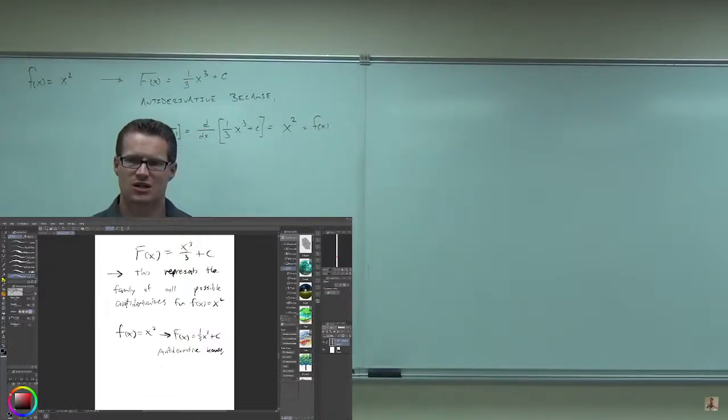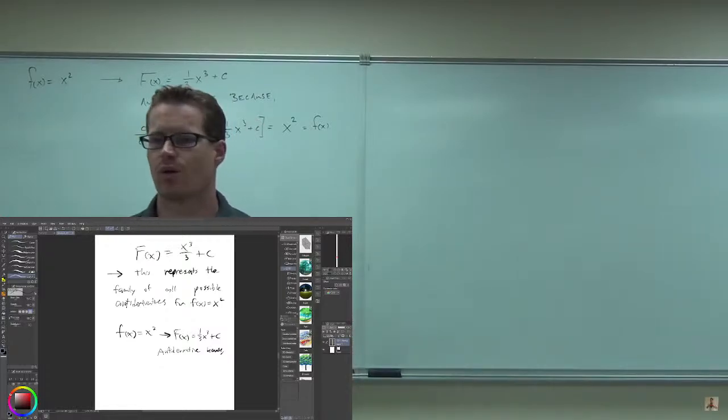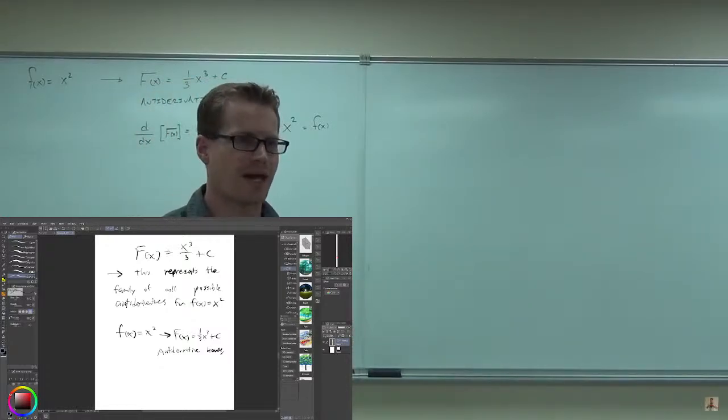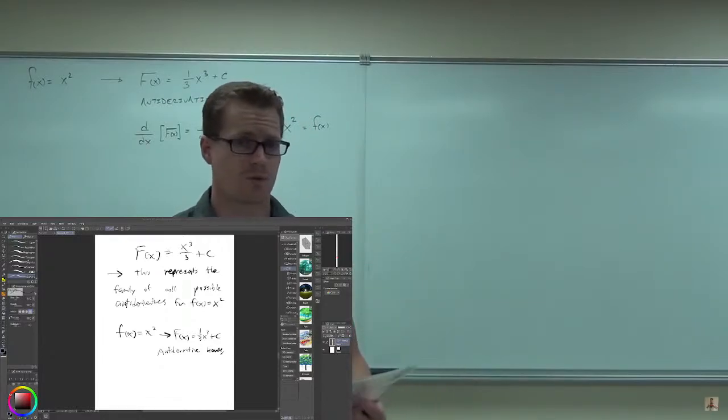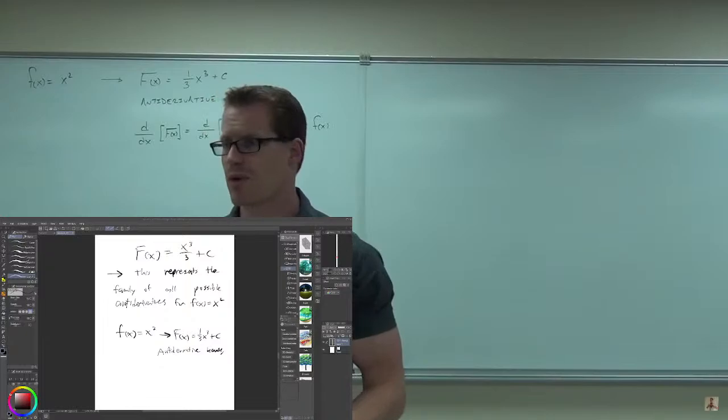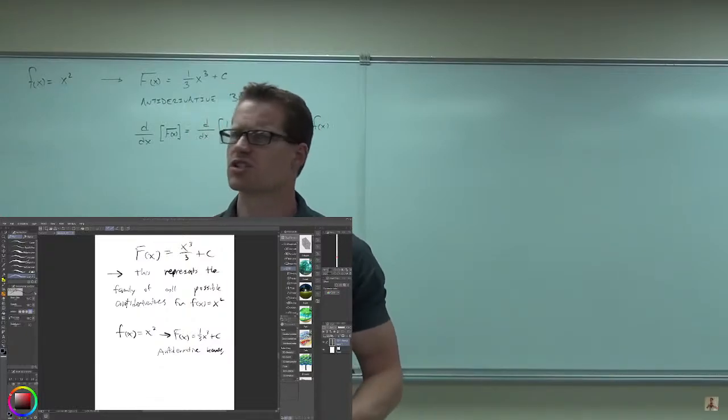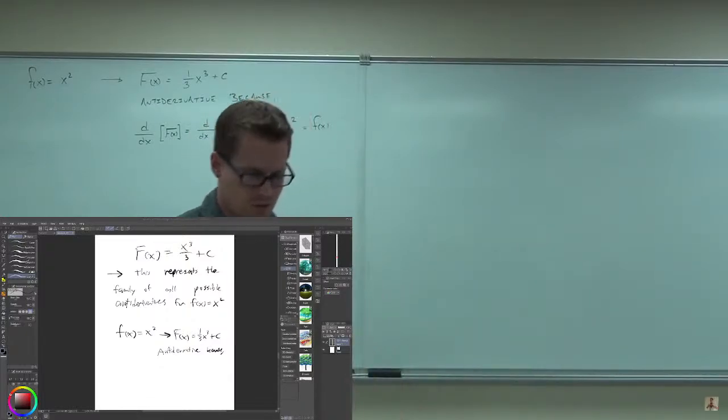The plus c is there because, well, any constant's going to go away when I take a derivative. So that is basically a family of curves, a family of area curves for which when I take a derivative of it, it gives me my original function back. Did you understand that from last time? That's basically a last time concept.